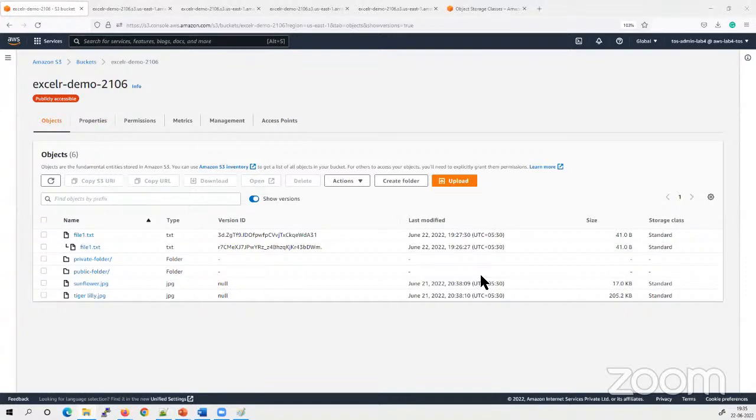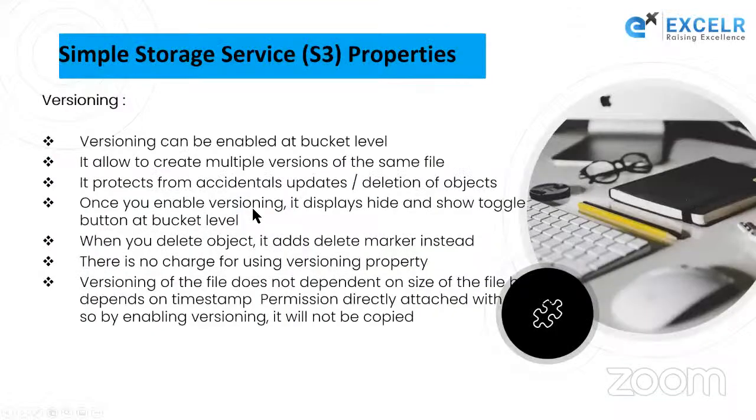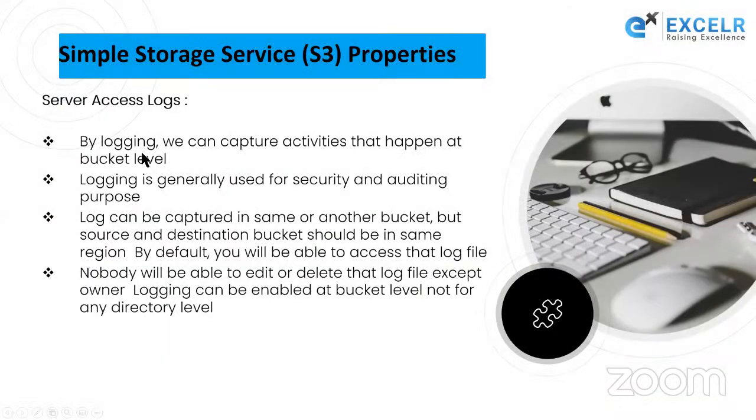Okay, so we were just looking at the versioning. Now let us go on to another feature that is called server access log. Now, whatever we are doing on our S3 bucket is going to be tracked somewhere. This can be tracked by two services in AWS. One is called CloudWatch, and another is called CloudTrail. We will see those services later on.